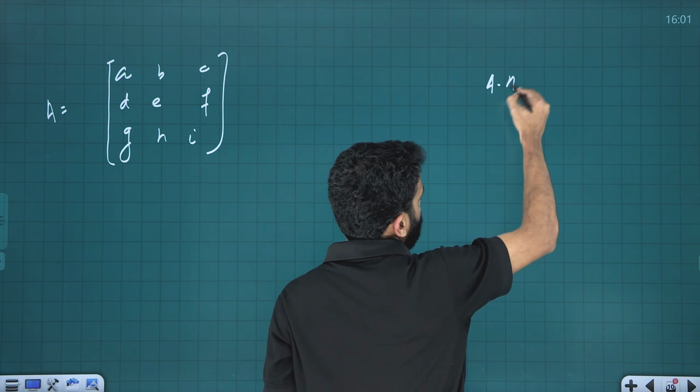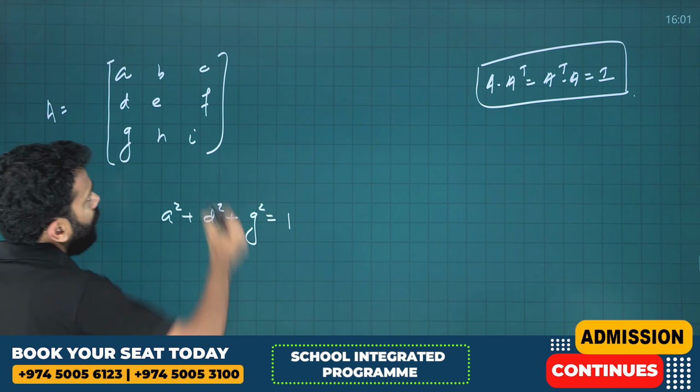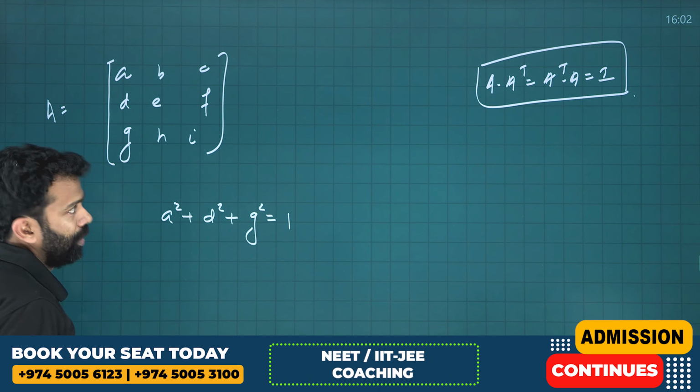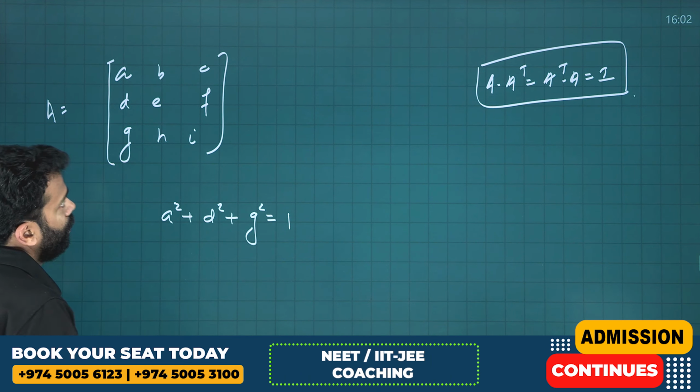Then the elements inside this matrix will hold a particular condition. If you take the elements column wise, A square plus D square plus G square will be equal to 1. In this column, if you square and add everything, it will be equal to 1. This is column 1. Like that, for column 2 and column 3, you can apply this: B square plus E square plus H square equal to 1, and C square plus F square plus I square is also equal to 1.